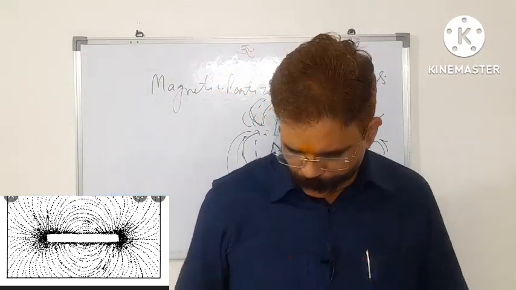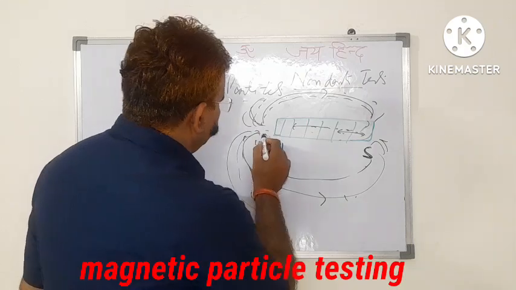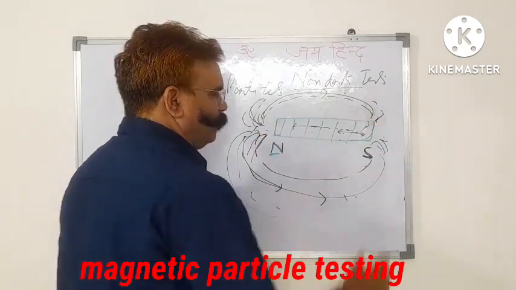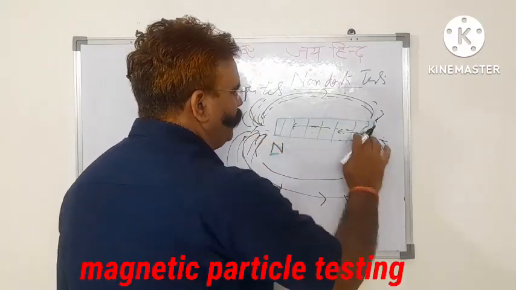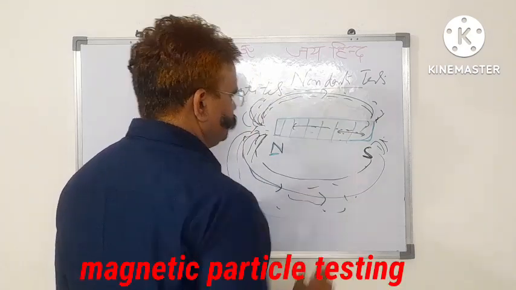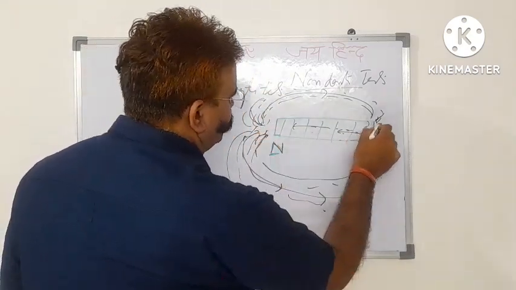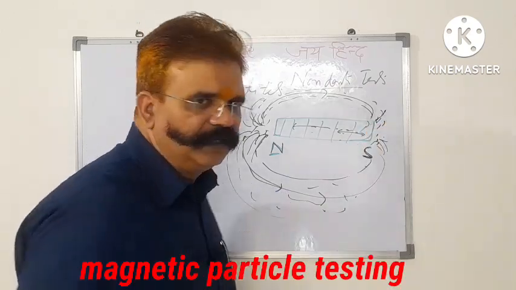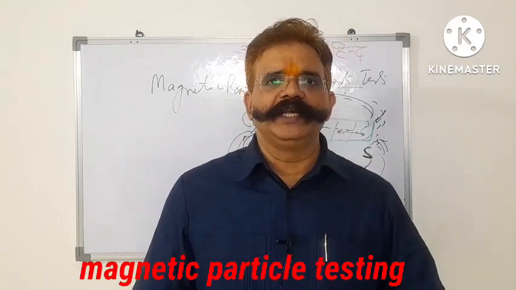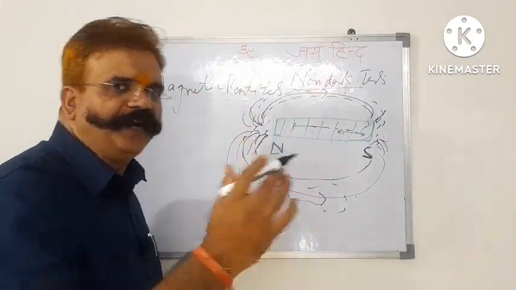In that experiment you saw that the maximum lines originate from the north pole and end at the south pole. In between their density is less. The maximum density is at the pole pieces of this magnet. This is the property which we are going to utilize while carrying out crack detection.